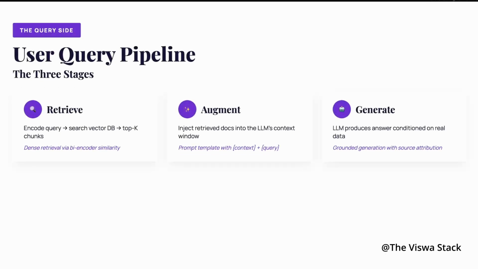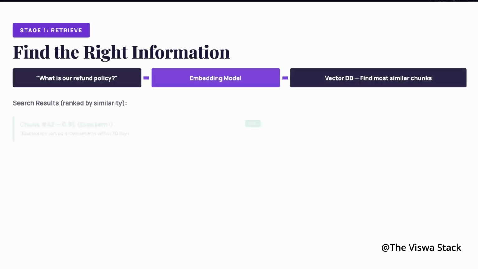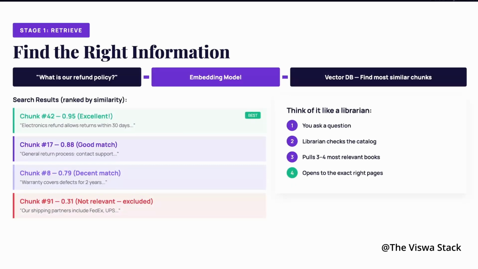3 stages when a user asks. Retrieve, search and pull top chunks. Augment, inject them into the prompt. Generate, the AI answers from that real data. Remember, retrieve, augment, generate. Embed the question, search the DB for similar chunks.